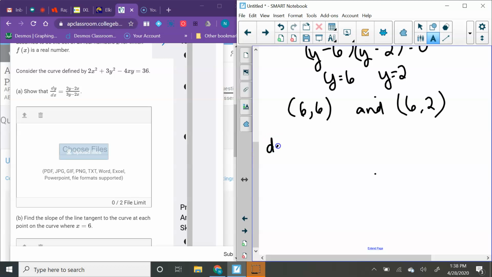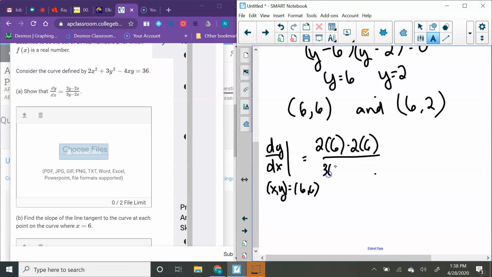So dy over dx at (6, 6). This one is going to be 2 times 6 minus 2 times 6 all over 3 times 6 minus 2 times 6. Technically, you don't even have to simplify this. I'm going to. You get 12 minus 12 over 18 minus 12, which is going to give you 0 over 6, which is 0. For the second point, you're just going to do the same thing with the different points.